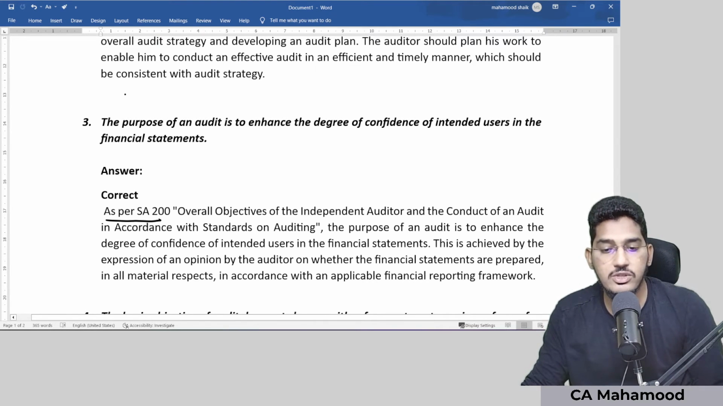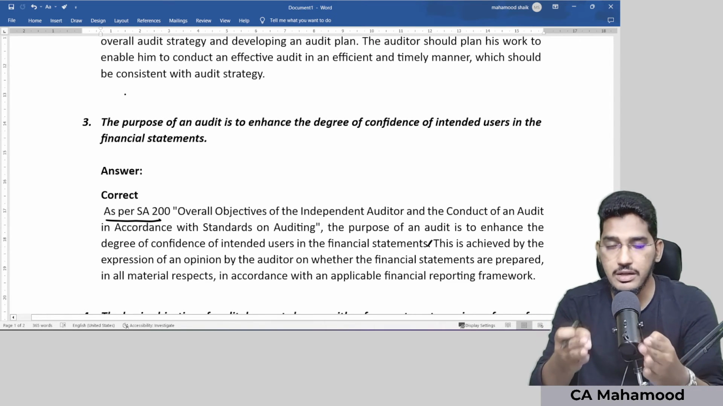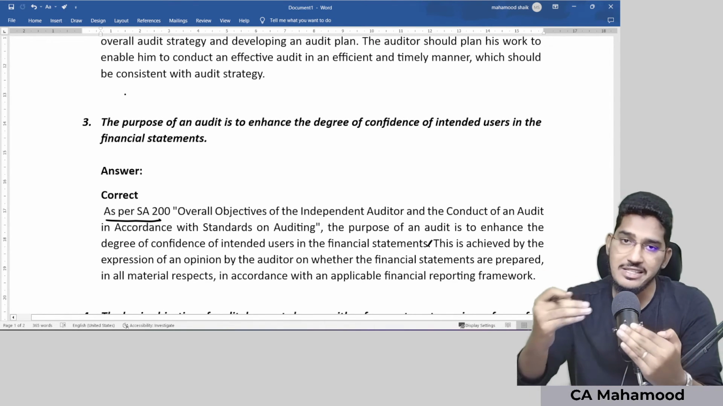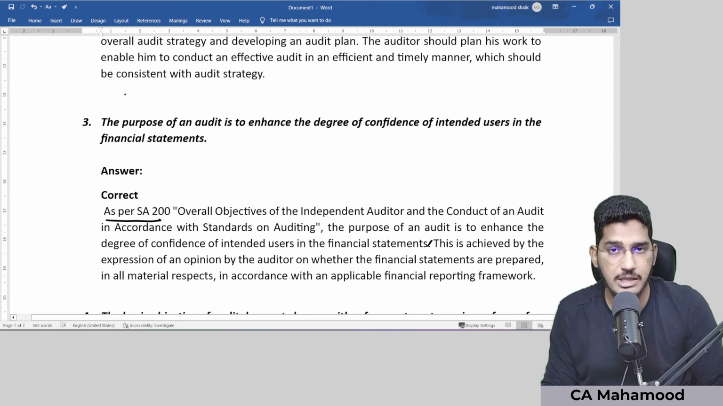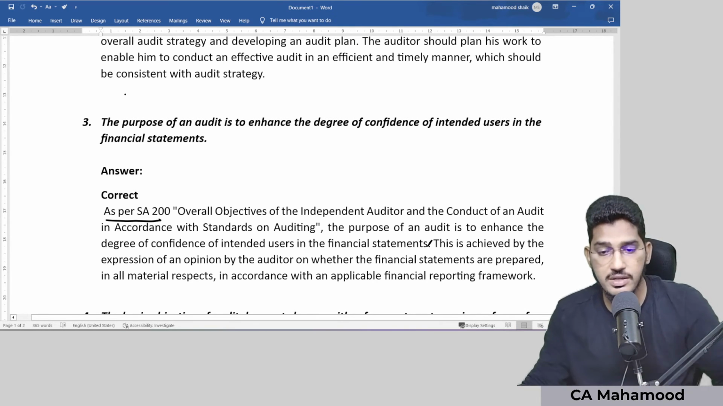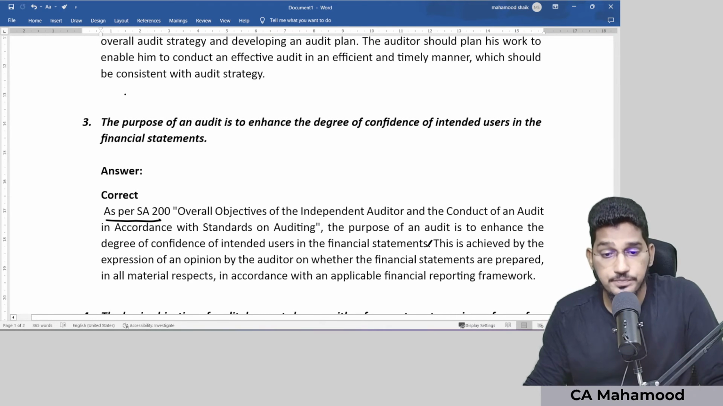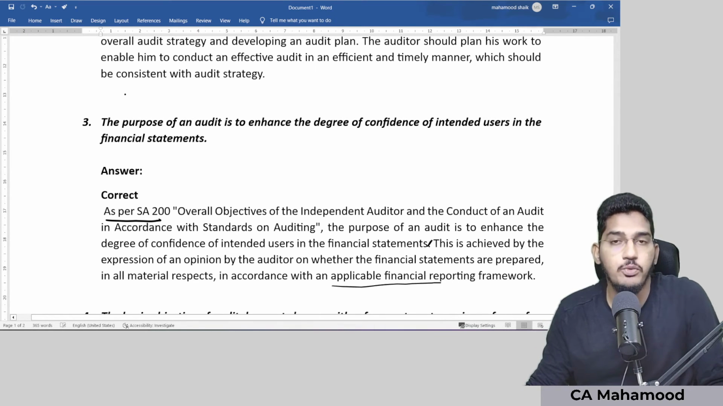The purpose of the audit is to enhance the confidence of users of financial statements. And don't stop with that. Now how will the confidence be increased? Agreed, the purpose of the audit is to enhance the degree of confidence of users of financial statements. But how will that degree of confidence be increased? Because this is achieved by expression of opinion by the auditor on whether financial statements are prepared, in all material respects, in accordance with the applicable financial reporting framework.